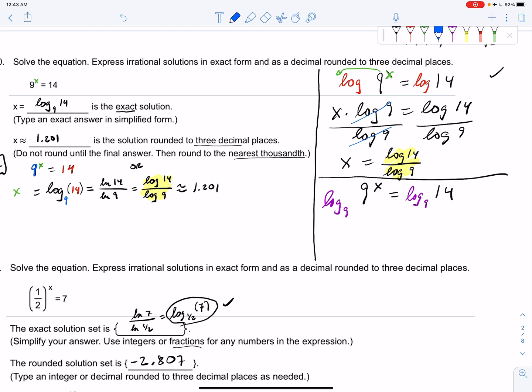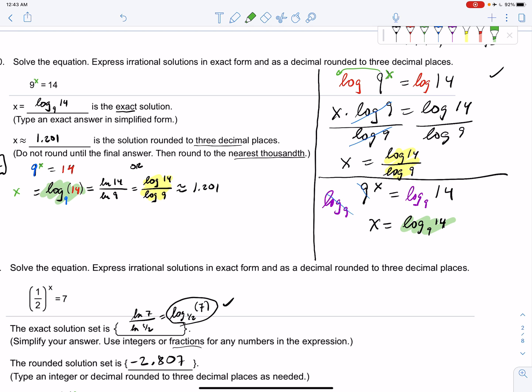the log base 9 and the exponential base of 9 will just inverse and disappear, leaving us with x equals log base 9 of 14, right? And that is the exact answer. In fact, you can see that over here, right?